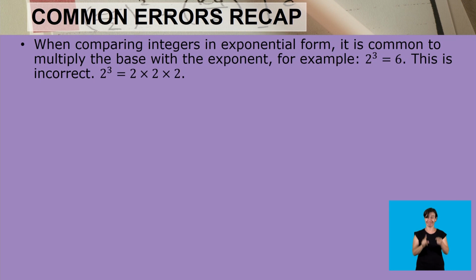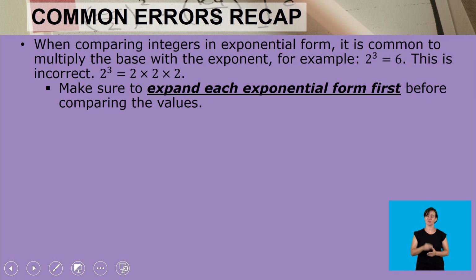Now the first one says, when comparing integers in exponential form, it is common to multiply the base with the exponent. For example, 2 exponent 3 becomes 6. Now this is incorrect because 2 exponent 3 is equal to 2 multiplied by 2 multiplied by 2, which of course we know would give us an answer of 8. So make sure that you expand each exponential form first before you compare those values.